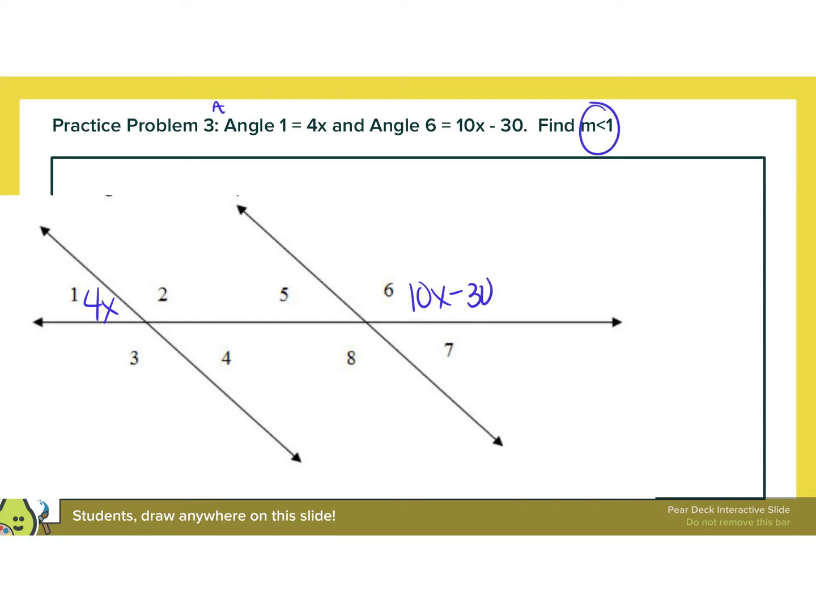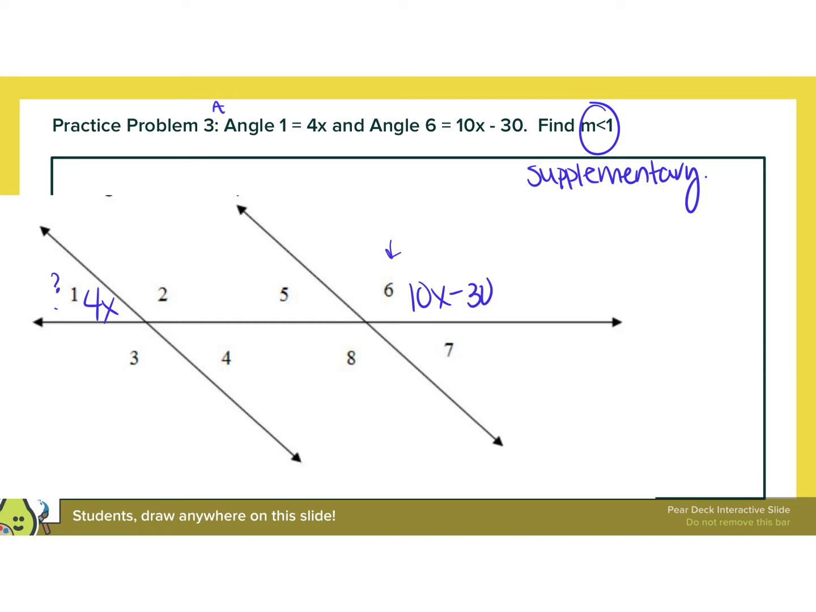They want us to find the measure of angle 1. They want us to figure out what this is. Well, what is the relationship between angle 1 and angle 6? Nothing special. They're not vertical. They're not corresponding. They're not alternate interior or exterior. Okay, so yes, they're supplementary.